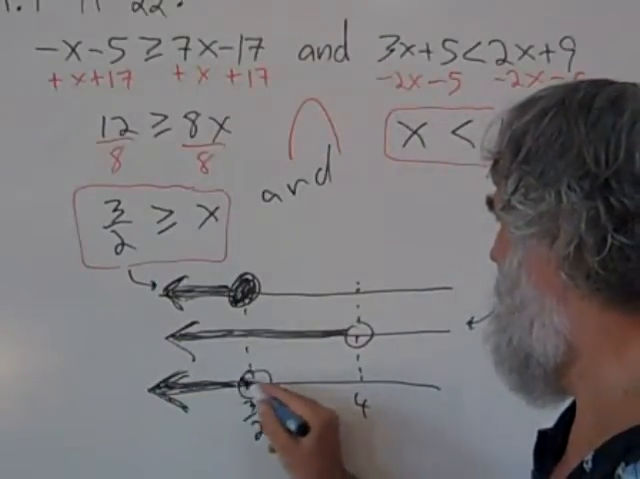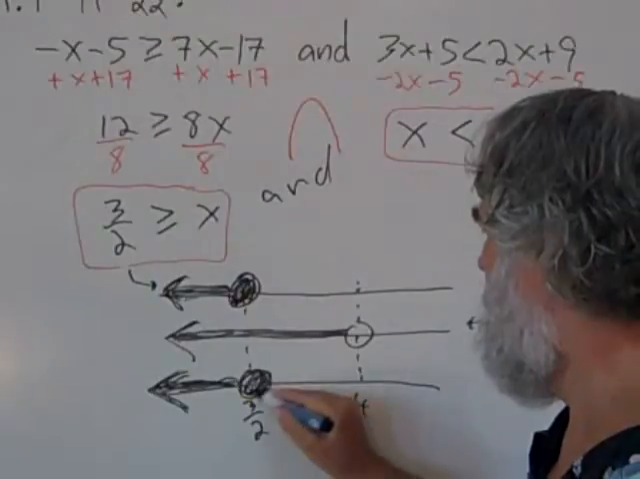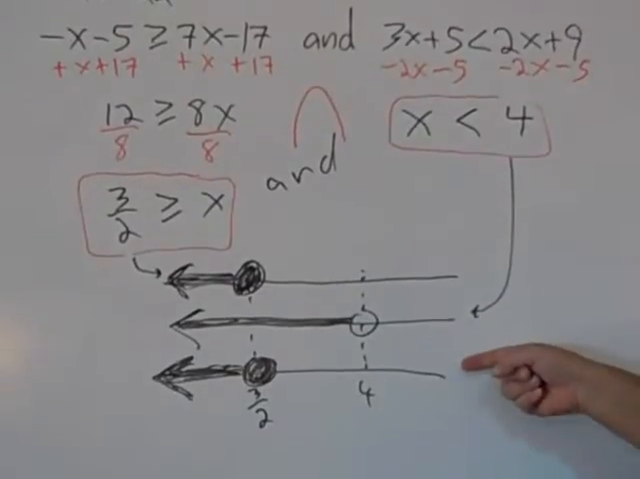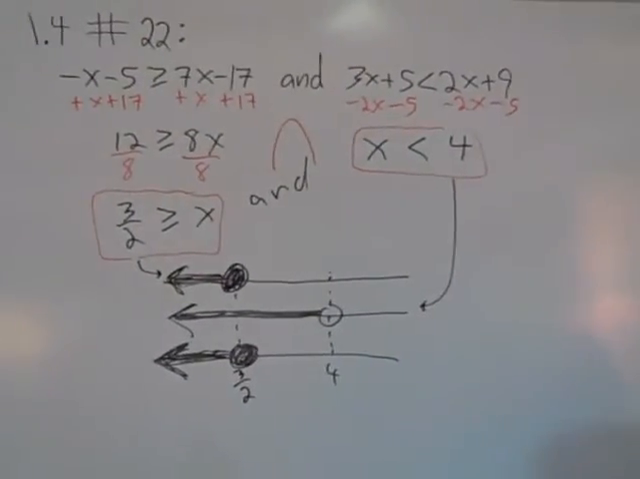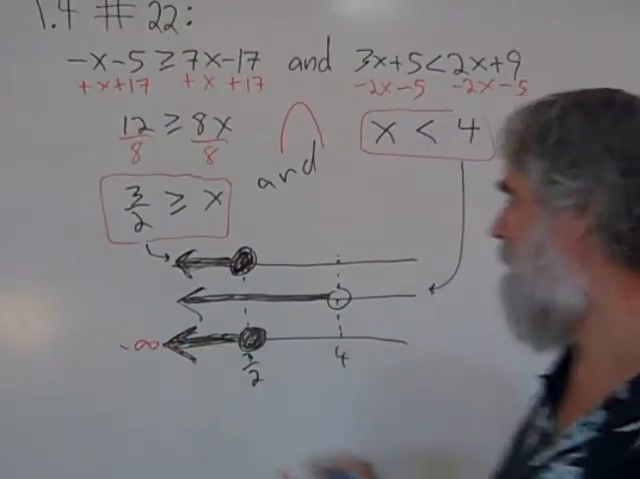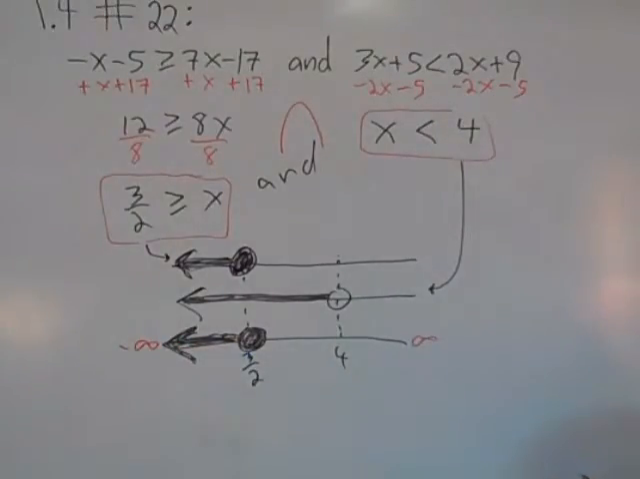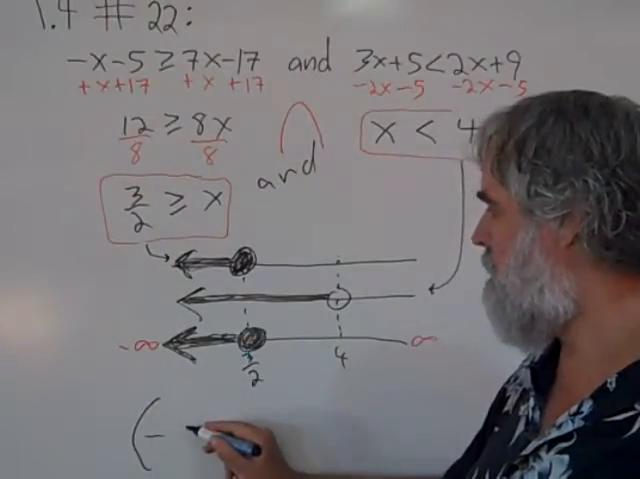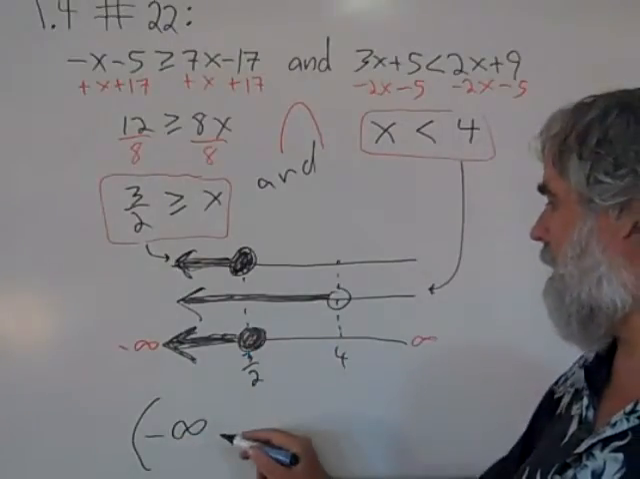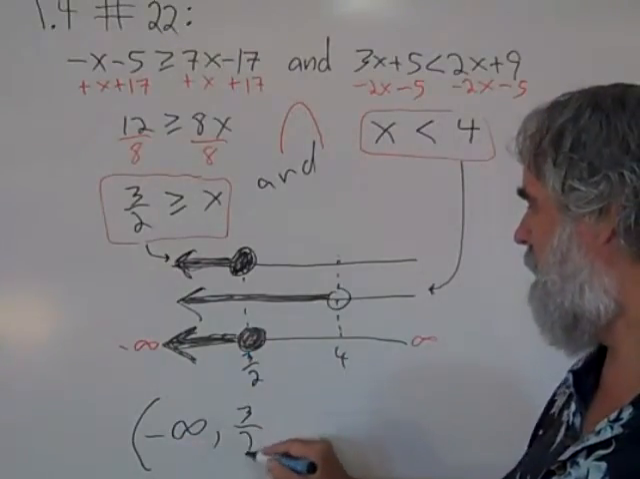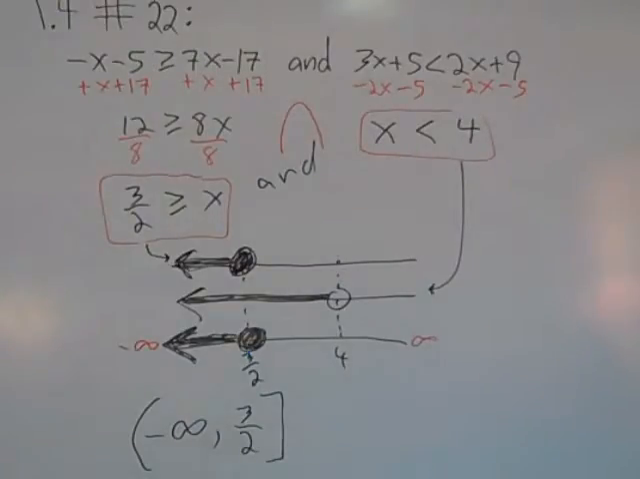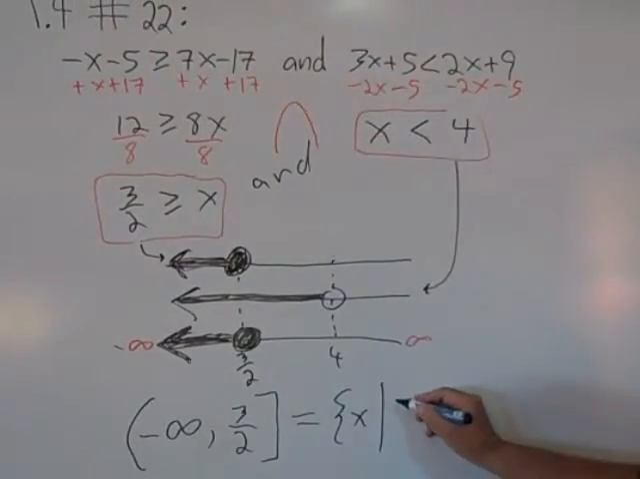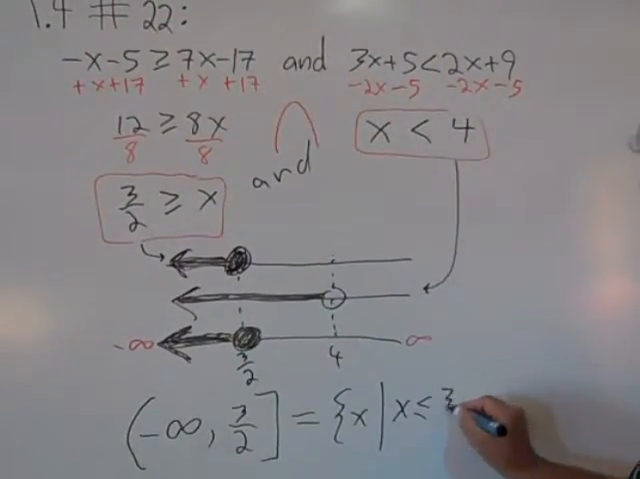Everything to the left of 3 halves, and including the 3 halves, is in the solution set. So this third line now has the graph of the solution set. If we think of negative infinity being at the end of the line to the left and positive infinity to the right, though we don't need that one here, we can write the solution set in interval notation as all real numbers from negative infinity, not including negative infinity, up to 3 halves, and including the 3 halves. And in set builder notation, that's the set of all real numbers x such that x is less than or equal to 3 halves.